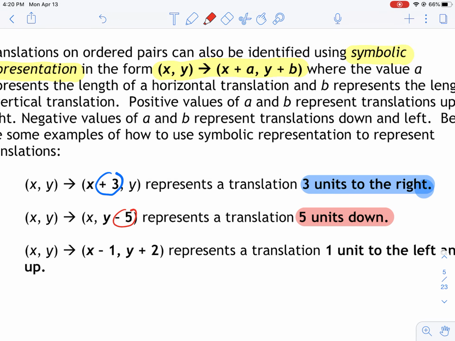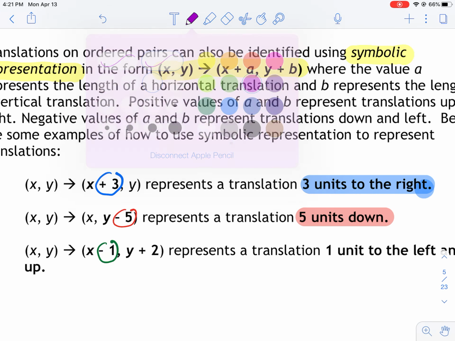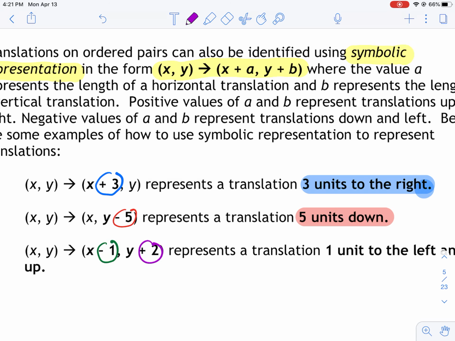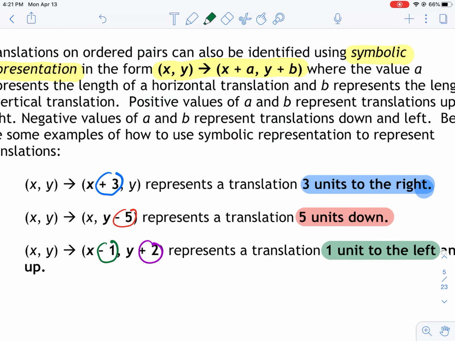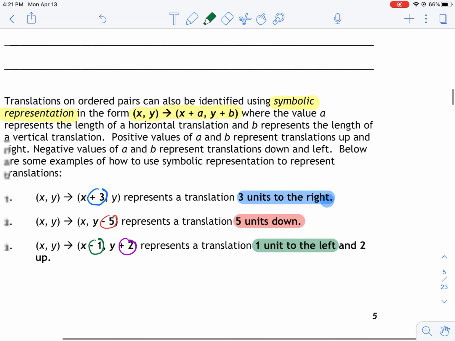Okay? And then on the last one, notice that both coordinates have a translation applied. So on this one we have minus 1, and on this one we have plus 2. So it's going to be a translation, 1 unit to the left. Oops, wrong color. Sorry about that. 1 unit to the left, and then 2 units upward. Okay? So the whole idea here is to then use the symbolic representation to figure out the correct transformations. We're going to actually apply this on the next page. Okay?